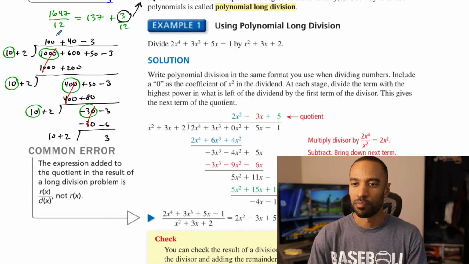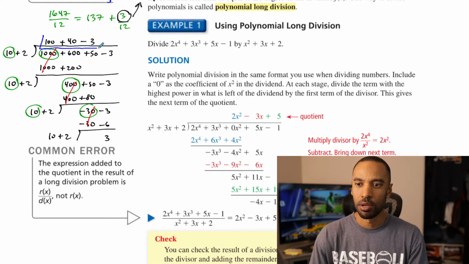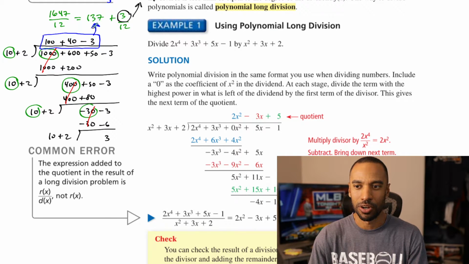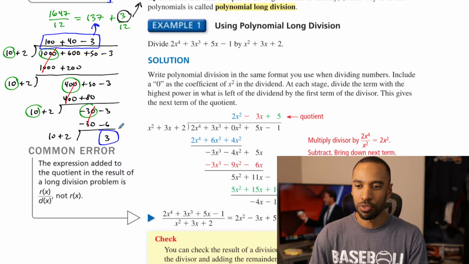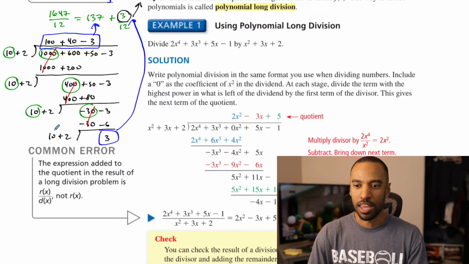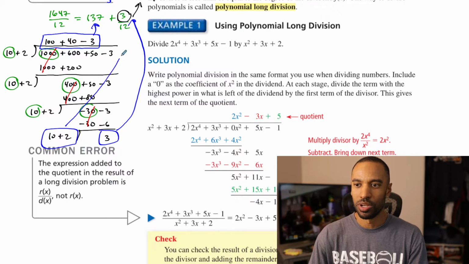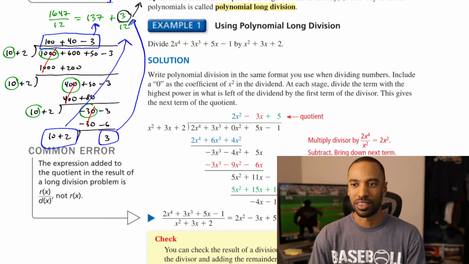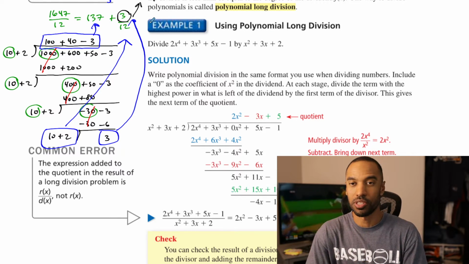Now, what's the result? The result is 100 plus 40 minus 3. 100 plus 40 is 140. 140 minus 3 is 137. And the remainder of 3 goes here, divided by the 10 plus 2 divisor right there. So the result's the same.